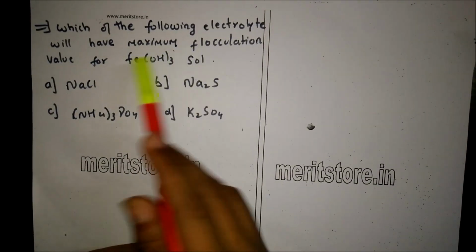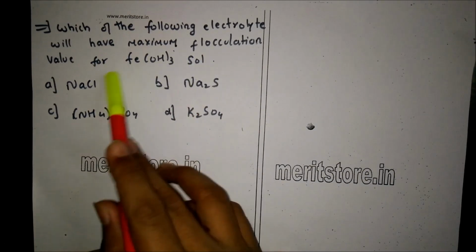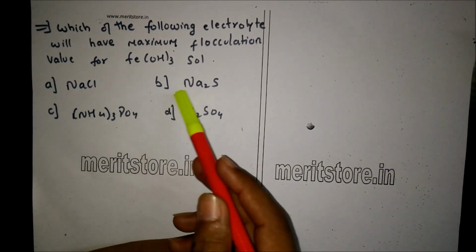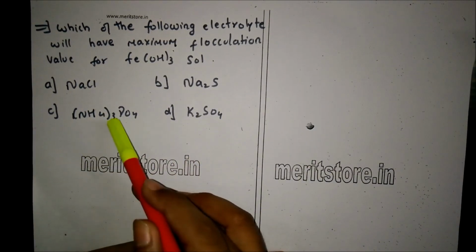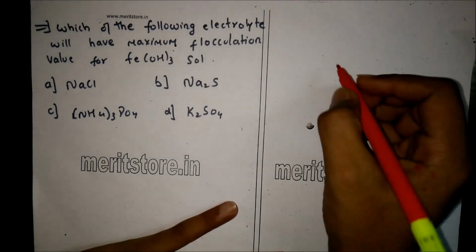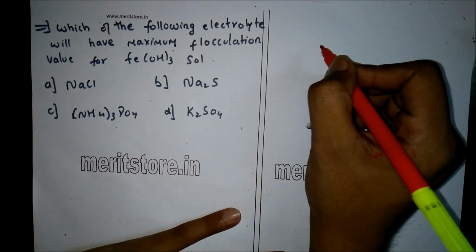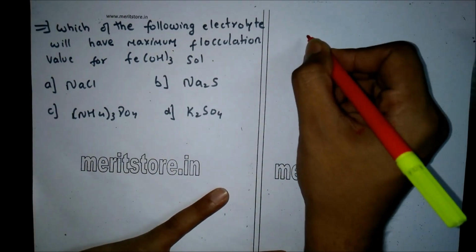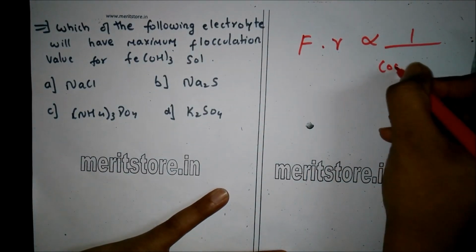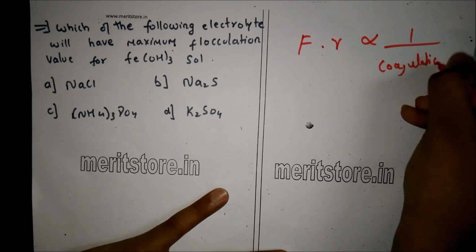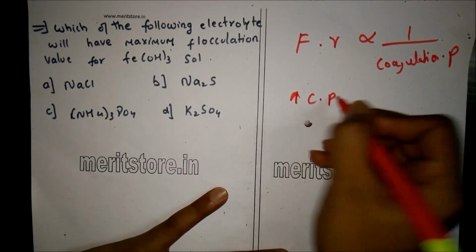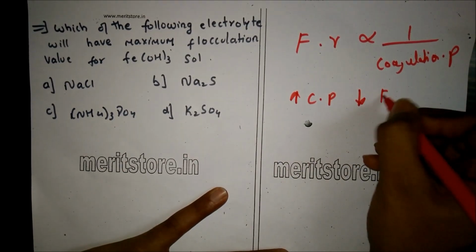Which of the following electrolytes will have maximum flocculation value for FeOH3 solution? A NaCl, B Na2S, C (NH4)3PO4, and D K2SO4. The flocculation value is inversely proportional to the coagulation power. Therefore, the greater the coagulation power, the lesser the flocculation value.